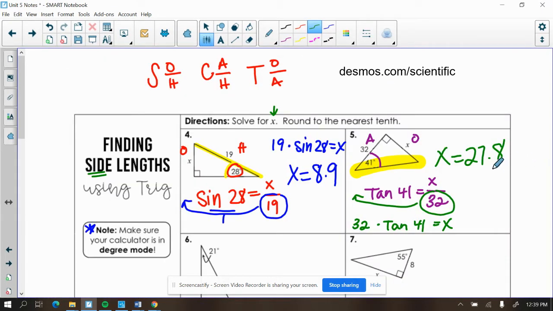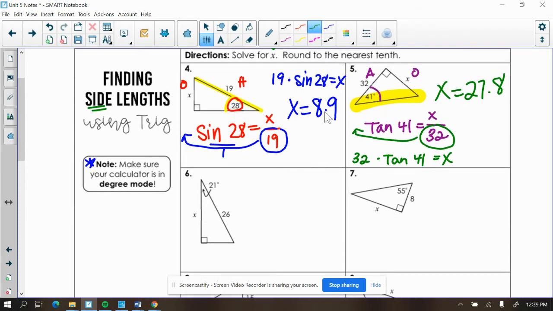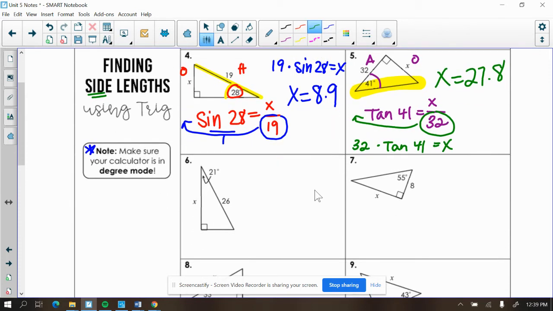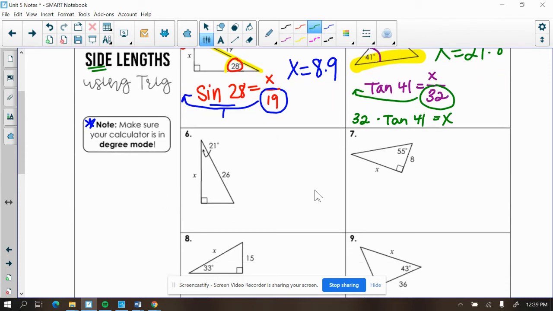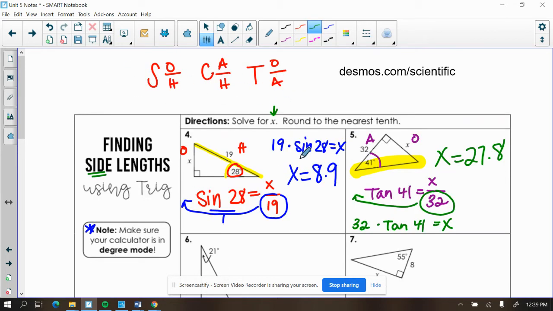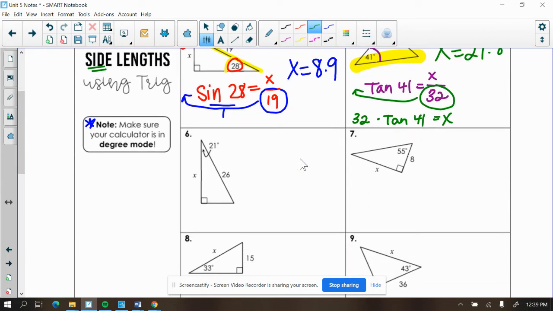Okay, so making sure that we know these or have these written down for sine, cosine, and tangent is very important. All right, let's try a couple more. And now that I moved, those are not up there, so it's very important to have those written down.